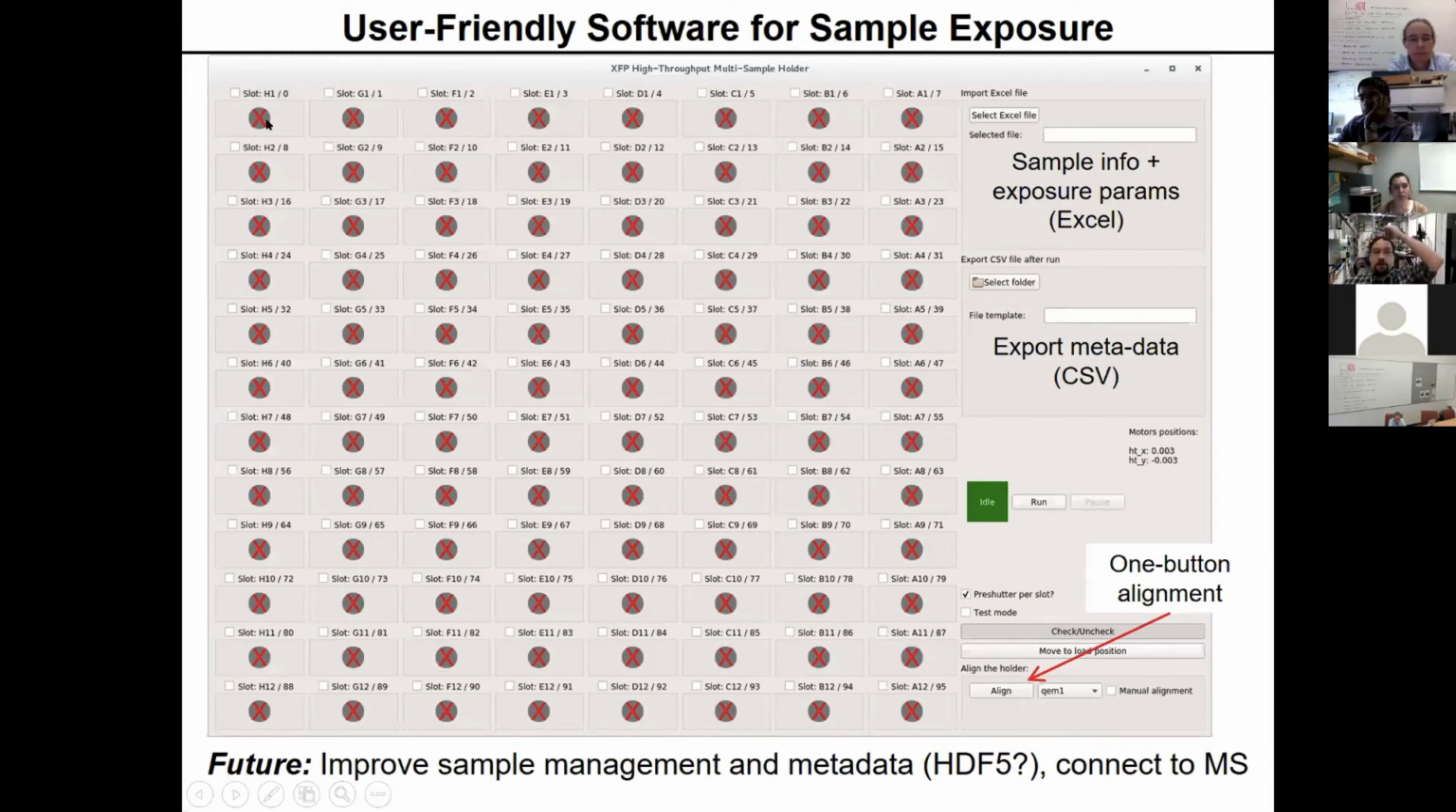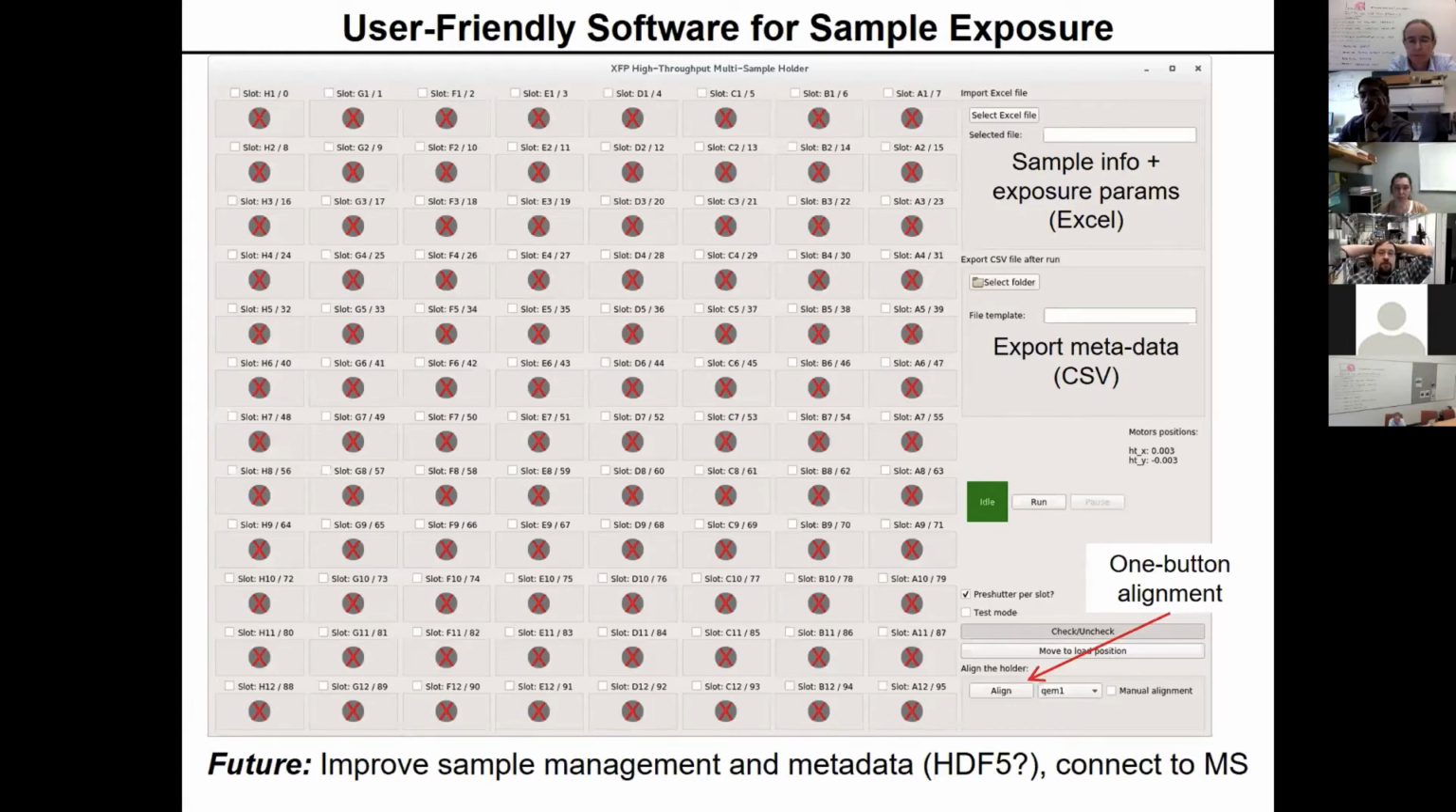The thing with 96 samples is sample management, and setting up the experiment becomes a challenge. Each sample is different in each cell. The exposure time is different. The attenuation may be different.